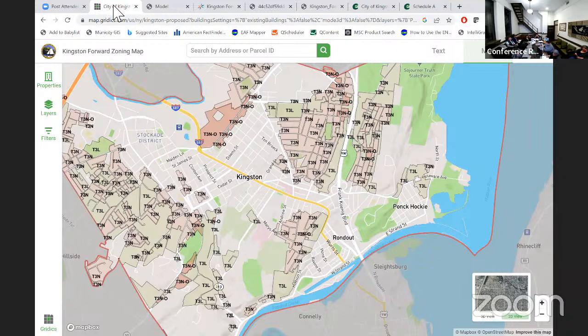If you look at page 3.4, it says lot coverage percentage max on T3NO and T3N is 50%. Your main building can be 2.5 stories and your accessory building can be 2.5 stories. So you can put 2 buildings covering 50% of your lot, and they can both be 2.5 stories. But no parking requirement. No parking requirement.